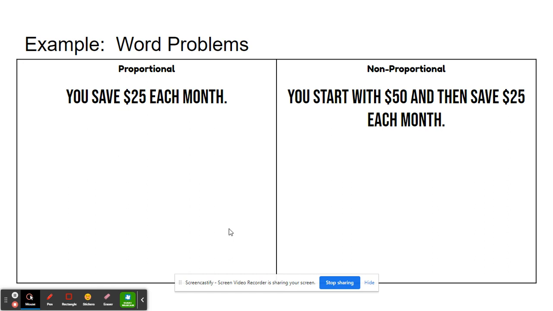So here in our non-proportional relationship, we're saying we start with 50 and then we save $25 each month. So automatically, because I don't start at 0, it's going to be non-proportional. If it doesn't tell me I start somewhere, we're just going to assume that I start at 0. So that's the difference between this proportional relationship and this non-proportional one. Even though each one is saving $25 each month, here I'm starting with no money, so I'm just going to add 25 each month. My other one, maybe I had a birthday. I started with $50, so I have a starting amount and then I save $25 each month.